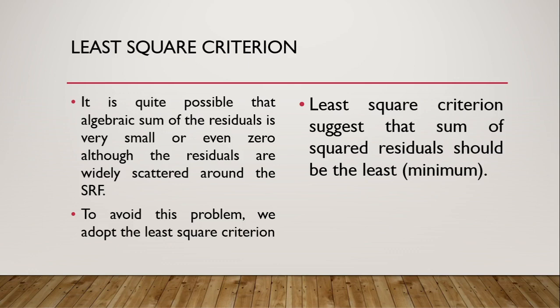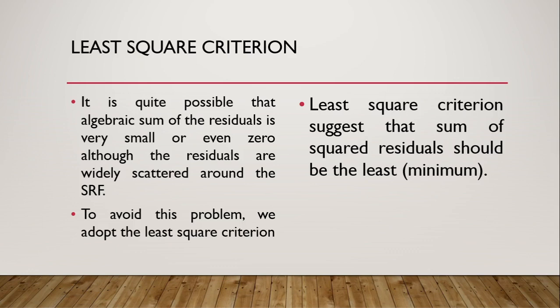So as we have found, it is quite possible that the algebraic sum of the residuals is very small or even 0, although the residuals are widely scattered around the sample regression function. So this is a problem. In order to avoid this problem, we adopt the least square criterion. We usually use the least square criterion.